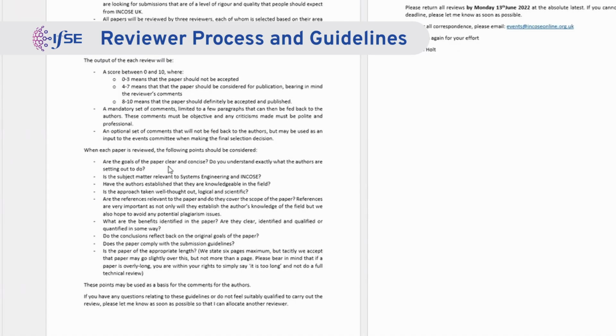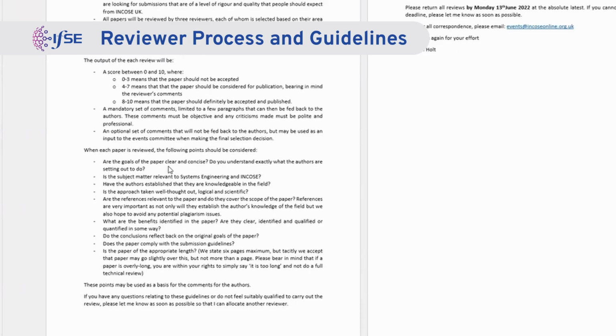We need the authors to establish that they're knowledgeable in the field. They needn't be world leaders or world experts in the field, but they at least need to exhibit that knowledge that they have. Is the approach that has been taken well thought out, logical and scientific? So you can do things according to classic scientific method if you want to, but whatever your approach is, we're looking for something that makes sense, that's logical, that you're not making too many assumptions on, that's as objective as possible.